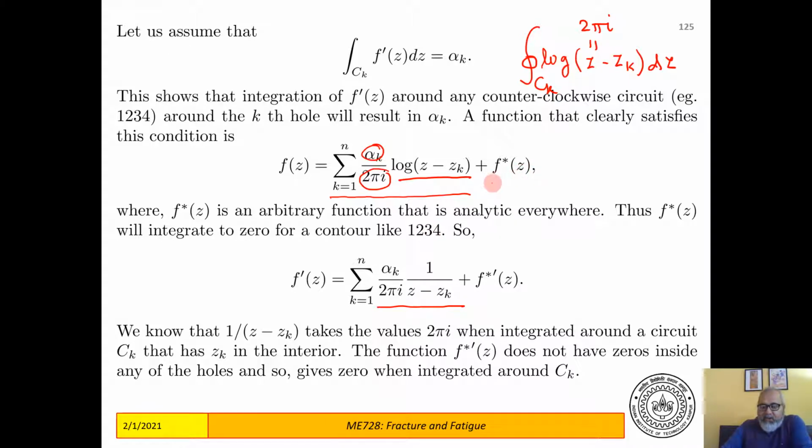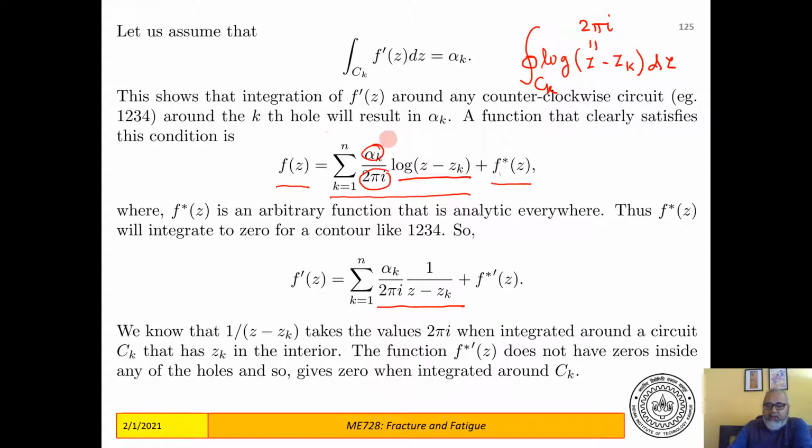On top of this, just for the sake of generality, I can have a function f star added to f z. F star is a function that is analytic everywhere in the plane. Even within the holes, it's analytic. You can have a function like this. Why? Because when you integrate over ck, this function will give you 0. So this arbitrary function can be and indeed should be added to f z to make it general.